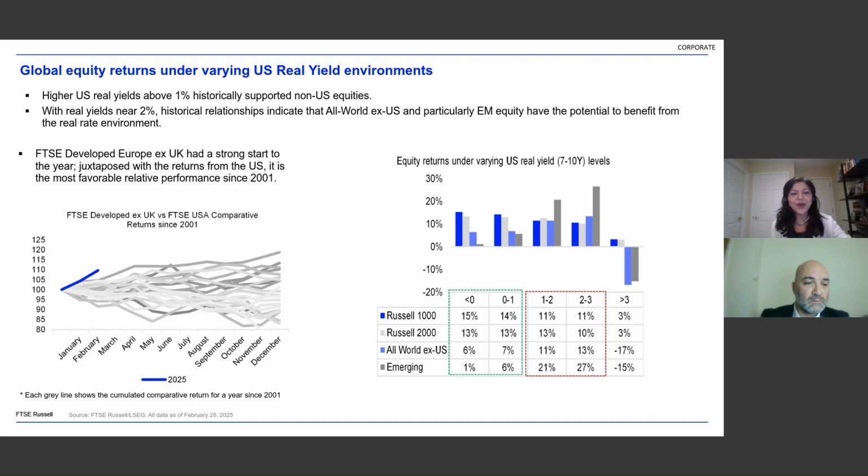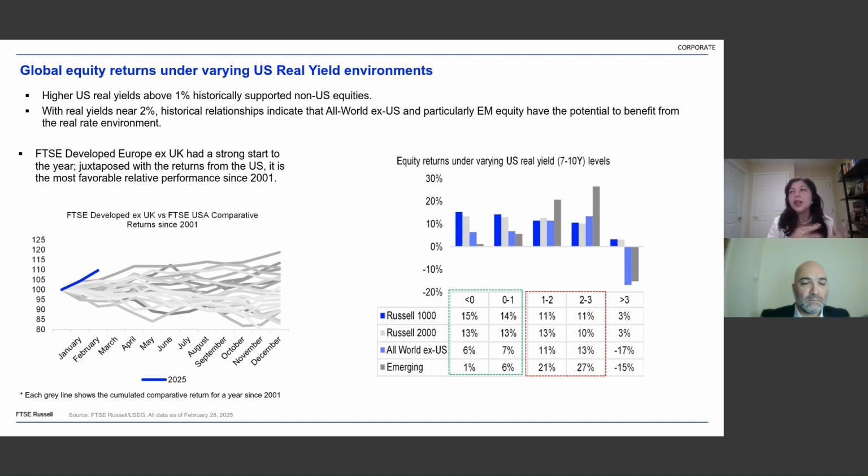And the chart on the left-hand side, I want to show, for a very long time, people wrote off European equities. They were not performing relatively that well compared to the United States. The chart on the left shows, on a month-to-month basis, each gray line is one of the years since 2001, how European equities are doing relative to US equities. And you see the blue line for 2025, sharply up, Europe outperforming. And this is the best outperformance since 2001.